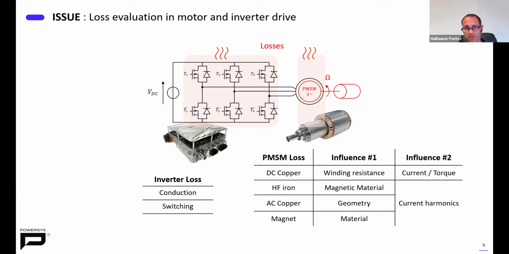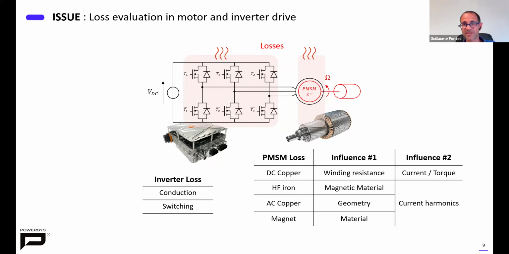For example, in the case of a permanent magnet synchronous motor, we have the DC copper loss, which is mainly due to the winding resistance, but also the torque, that is to say the operating point. And we also have iron loss, AC copper loss, and magnet loss, which depend on the geometry of the motor, the materials, and also the current harmonics. That's to say, the inverter configuration. So the big issue here is to evaluate all the losses.